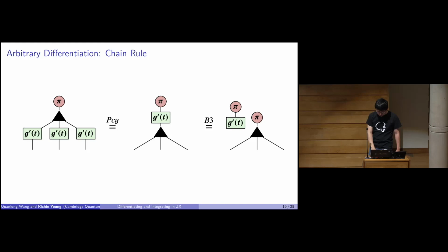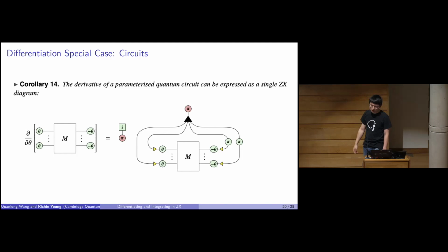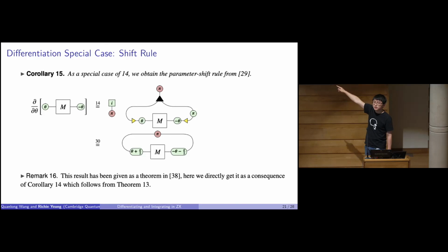So you can do further simplifications of this. If you're only interested in differentiating circuit-like diagrams, you get this. It's just a W state connected. With the minus thetas, you get a minus one green box out, and that's just a pi spider. And in the n equals one case, you can diagrammatically show you recover the shift rule that we saw earlier. So the shift rule and the direct diagrammatic differentiation check out.